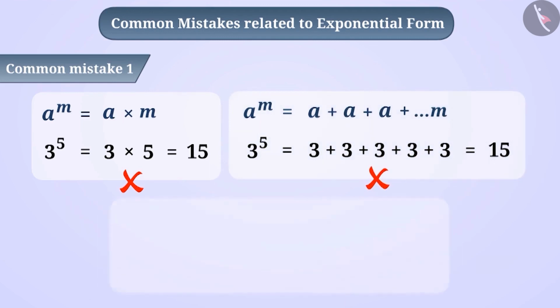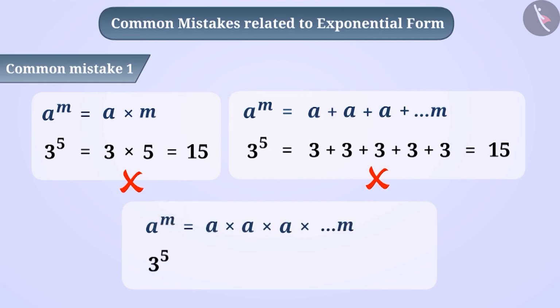Correct understanding is that if you have to calculate the value of number from its exponential form, then we multiply the base with itself for as many number of times as the exponent is. Like here we multiply 3 with itself for 5 times so that we get value of number as 243.